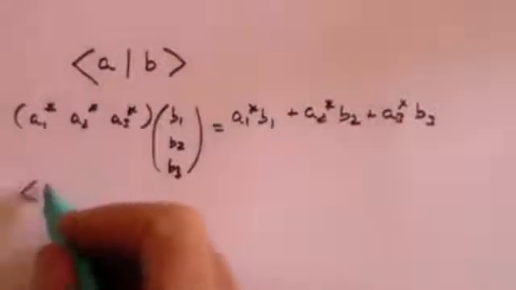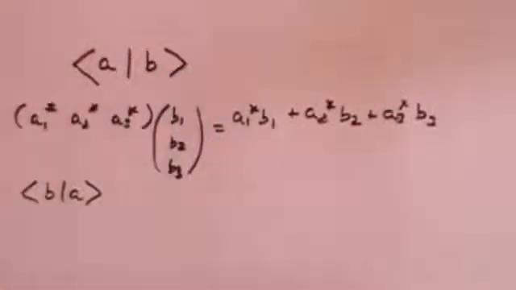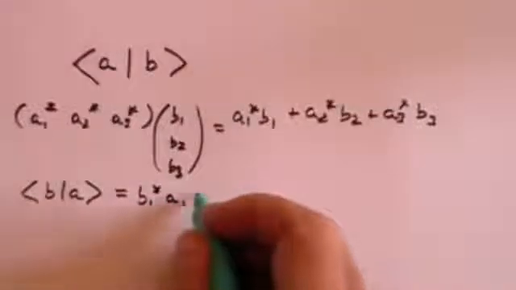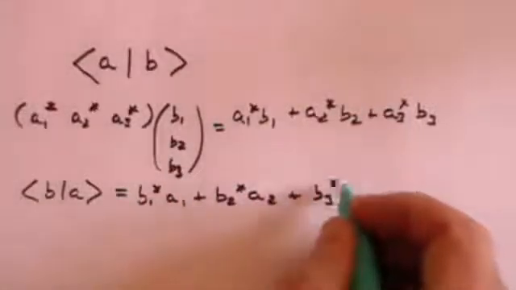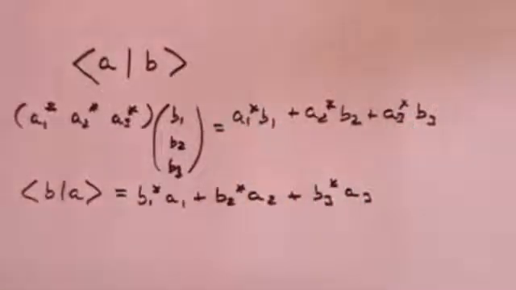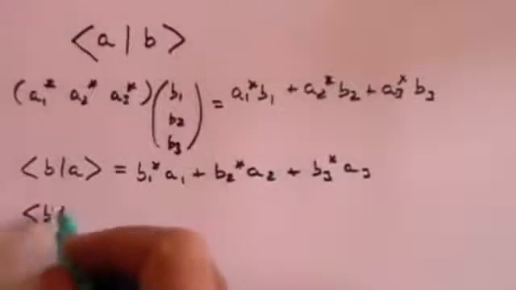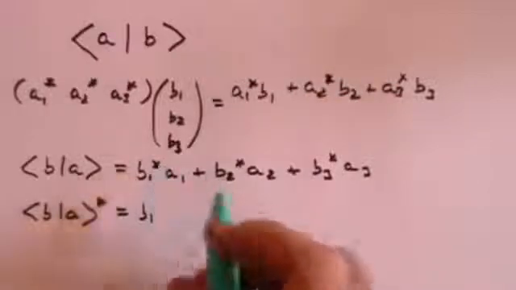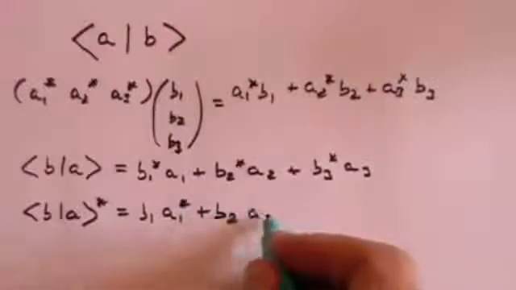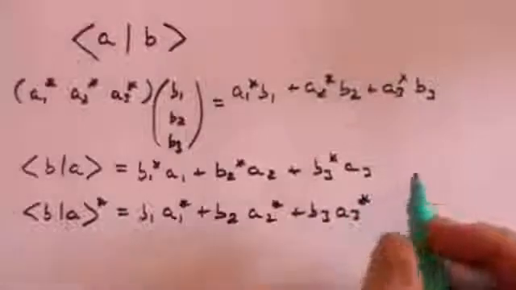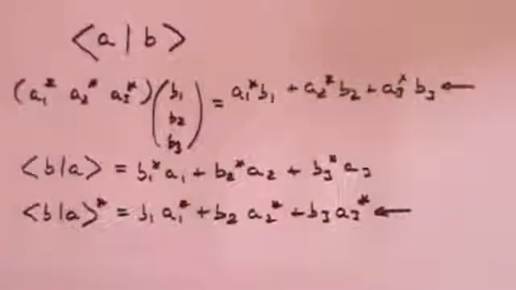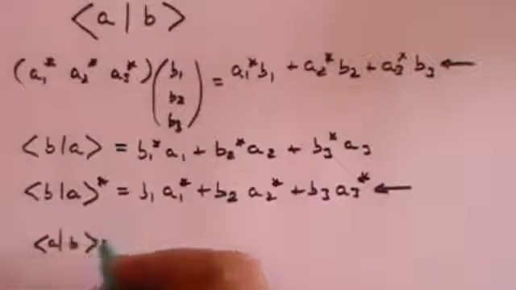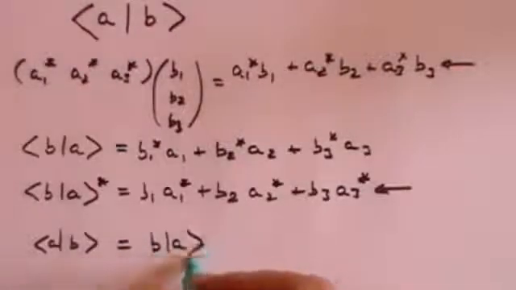Now suppose I had asked us to do BA instead of AB. I think you will see that through similarity, what you will get here is B1 star A1 plus B2 star A2 plus B3 star A3, because these will just be reversed. If I now take BA and I complex conjugate it, I will get B1, because the complex conjugate of a complex conjugate gets you back to where you started, times A1 star plus B2 times A2 star plus B3 times A3 star. But that is the same as that, because the order of the numbers doesn't matter. And so we've just shown that AB is equal to BA complex conjugated.